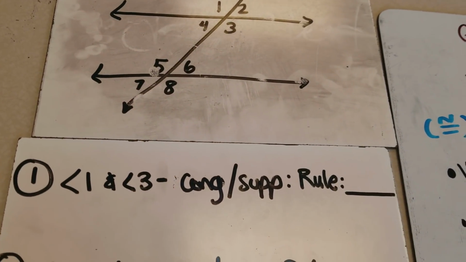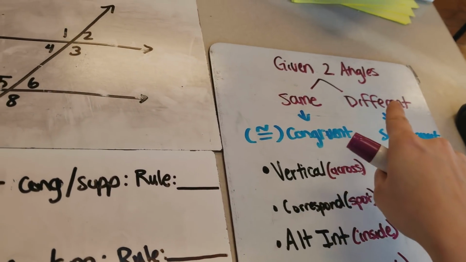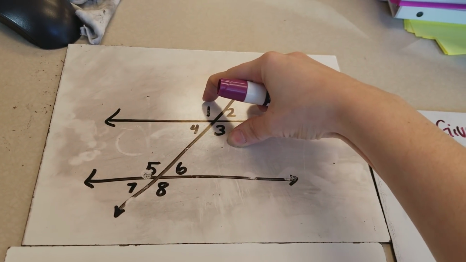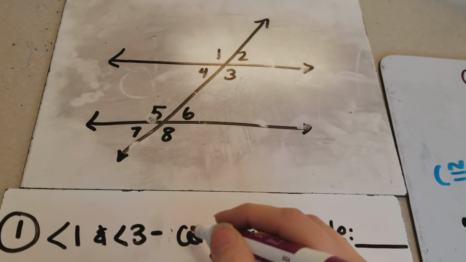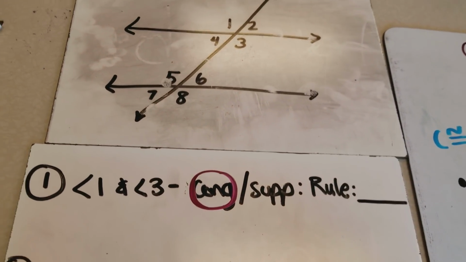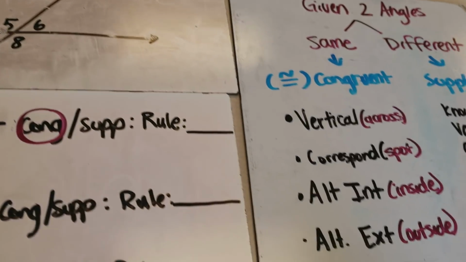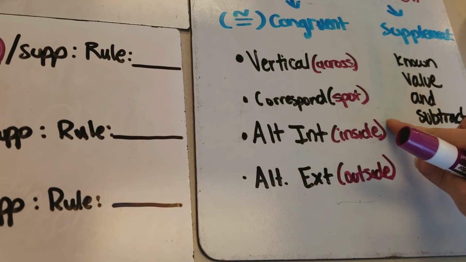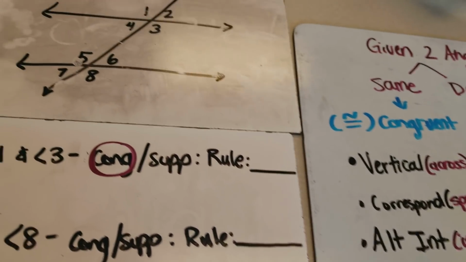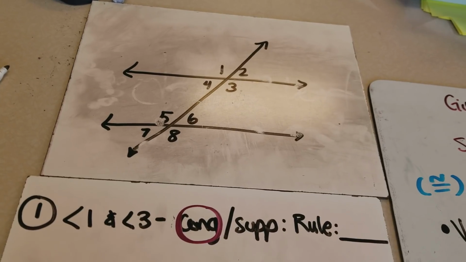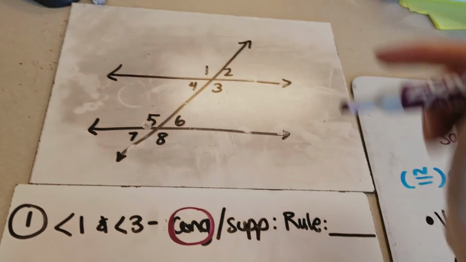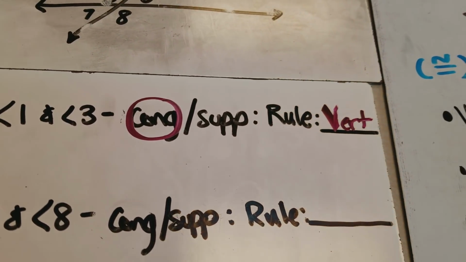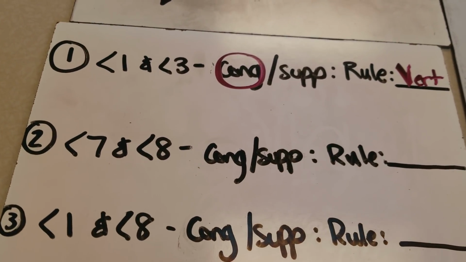So the first thing you ask yourself is, are they the same or different? Looking at 1 and 3, 1 and 3 are both obtuse angles, so they must be the same, which means they are congruent. But why? So then I can look over here to my chart. Are they across from each other? Are they in the same spot? Both inside or both outside? So 1 and 3 are across from each other. So that must mean that they are vertical.